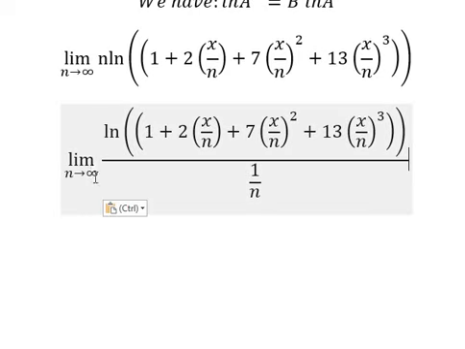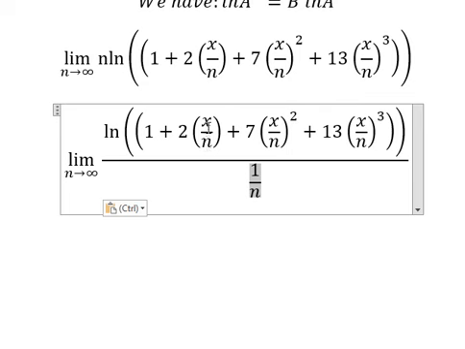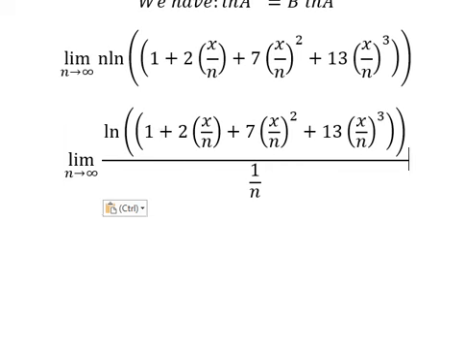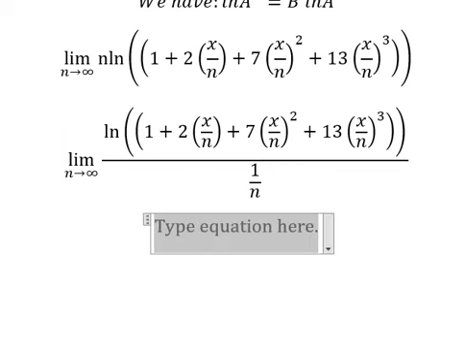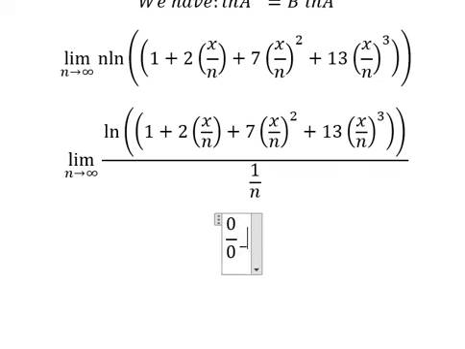So when n approaches positive infinity, number 1 divided by positive infinity, you get number 0. This one you get number 0, and number 1 you get number 0. That means we have 0 over 0. So we can use L'Hospital's rule.